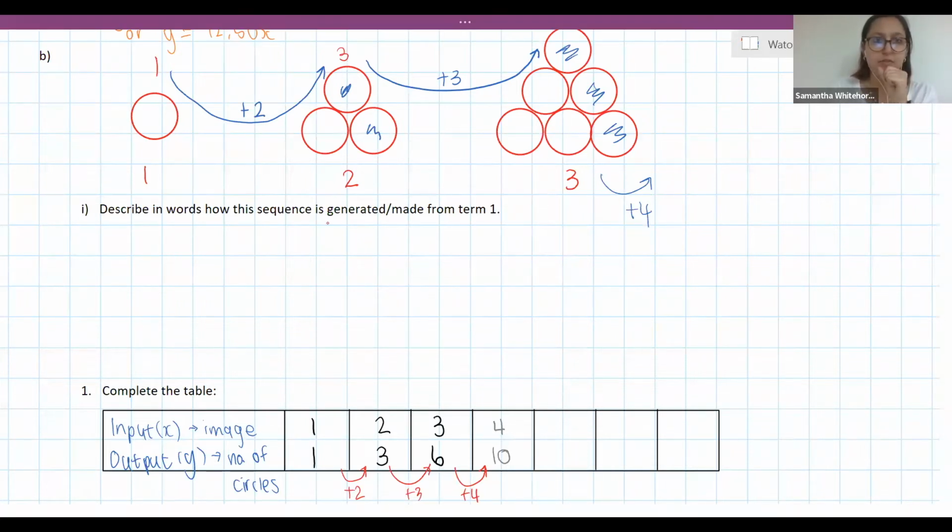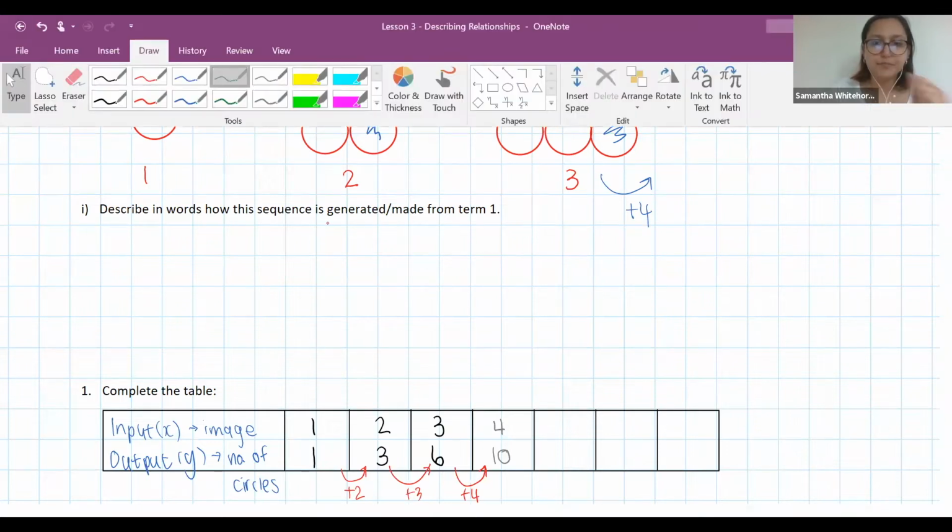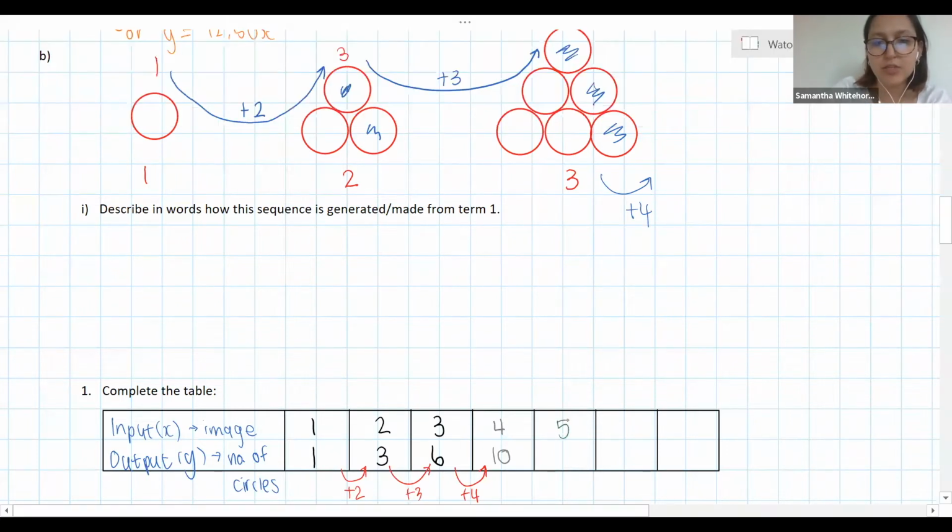Sorry, I clearly have a bit of dust or something in my throat. Right, who wants to tell me how many circles image 5 is going to have? Okay, now again, your username says Samich. You can let me know what your name is, and then you can tell me how many circles image 5 is going to have.